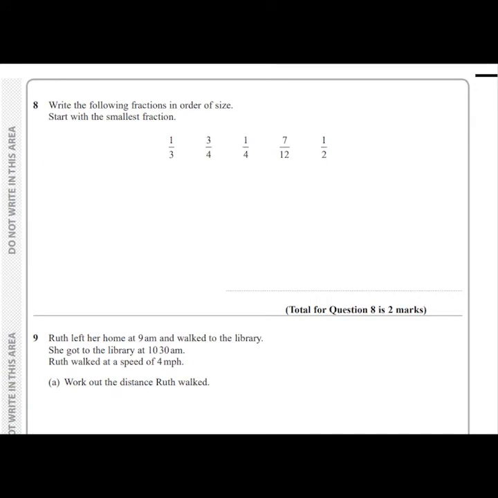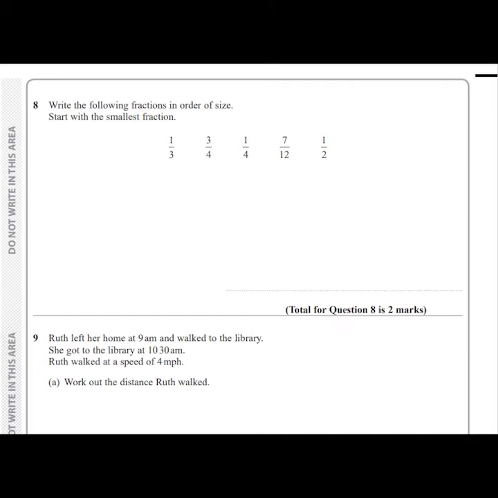Right, now for question 8. Write the following fractions in order of size. Start with the smallest fraction. So the easiest way to do this is to make it so all of our fractions have the same denominator, because that makes it easy to compare them.